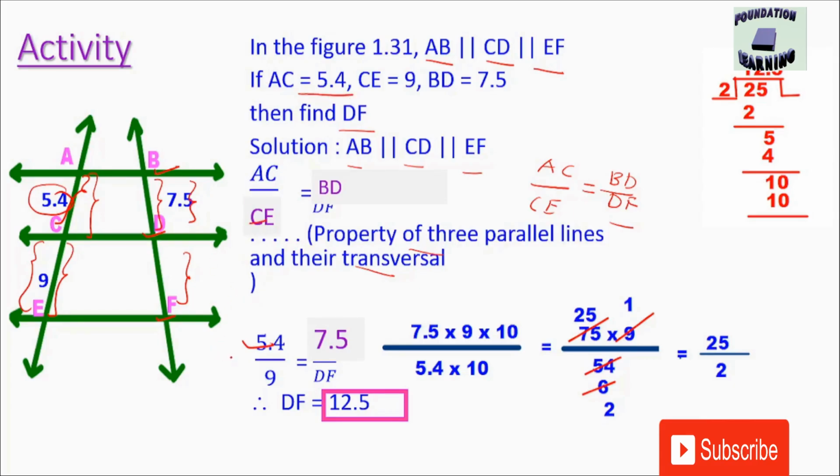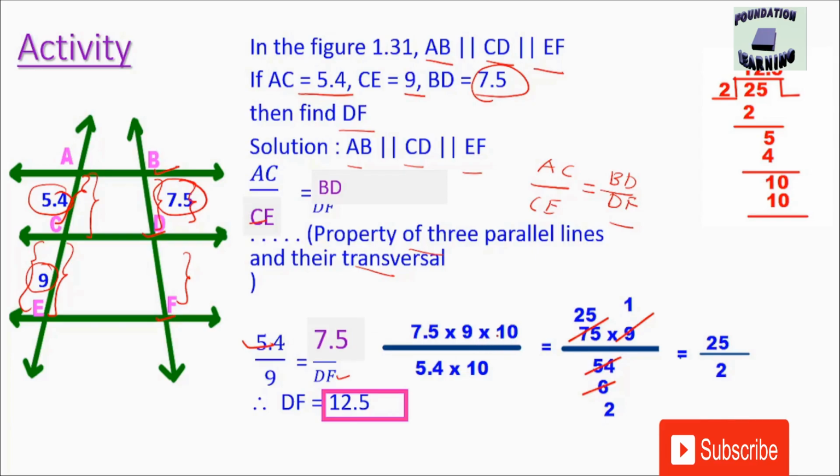Upon CE. What is the value of CE? CE is 9. Here also it is 9. How much is BD? BD is 7.5. BD is 7.5 upon DF. And when we cross multiply, we have 9 into 7.5.